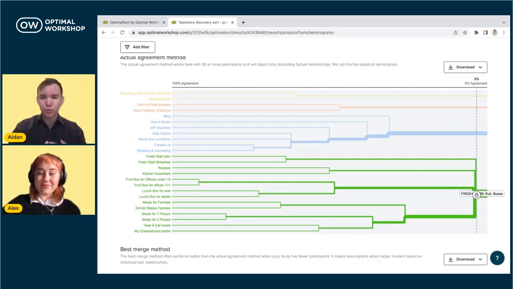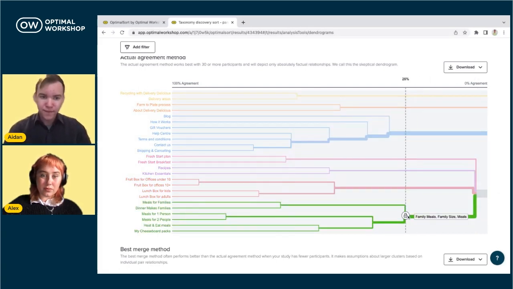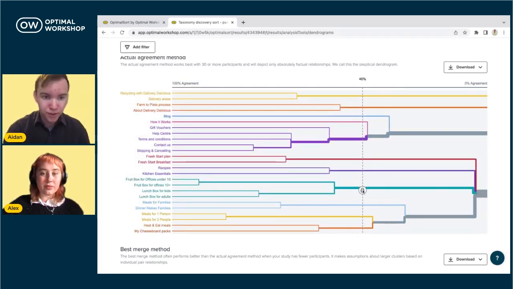This is being broadly grouped together and shown as somewhat relative to each other at a very high level. As we go down, we see that there's actually more relation for these cards in this green branch of meals for families through to my cheese board packs. According to the ways that people have grouped content, these cards are actually seen as more relative to each other than perhaps those fruit boxes and lunch boxes cards.